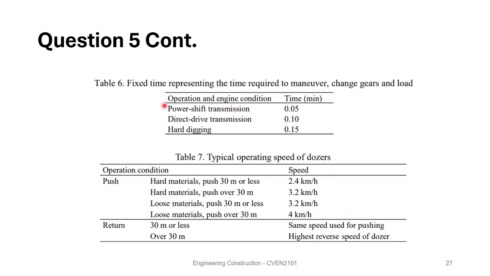The fixed time comes from this section over here. It will say, okay, it's a direct drive transmission. Is it a hard digging thing? You just take the amount of time. And then in terms of operating speed, you just take whatever this thing is. So if it's 20 meters hard material, then you take the first bit for the push, and for this return bit, you just take 30 meters or less, okay? It's pretty simple, I think.